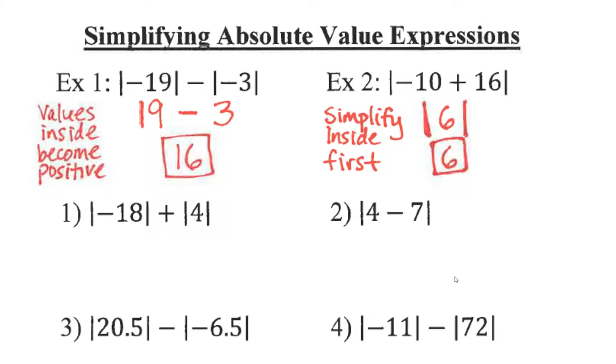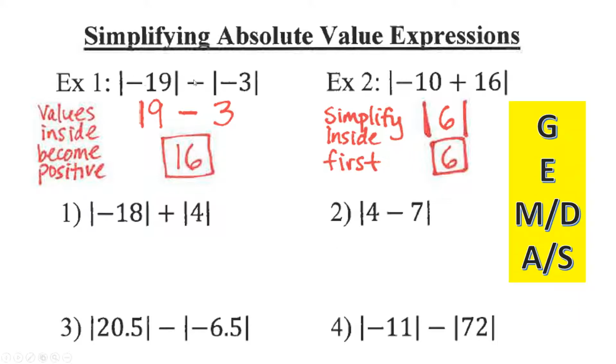Now we have 2 examples here that are pre-done when we're simplifying absolute value expressions. This first one here, we do the absolute value of -19, which becomes a positive 19. And then we do the absolute value of -3, which becomes a positive 3, and we bring the minus sign down. The -3 here has become a positive, and this minus sign is still here, because we're doing the grouping symbol when we think about GEMDAS. So 19 minus 3 is 16. Then over here, we simplify inside the grouping symbol first. We're doing the G. So -10 plus 16 is a positive 6. And then the absolute value of 6 is just 6.